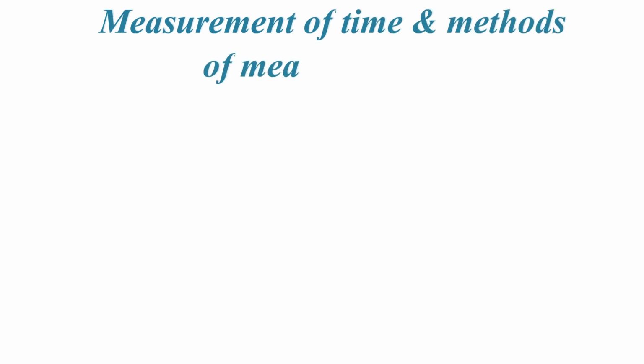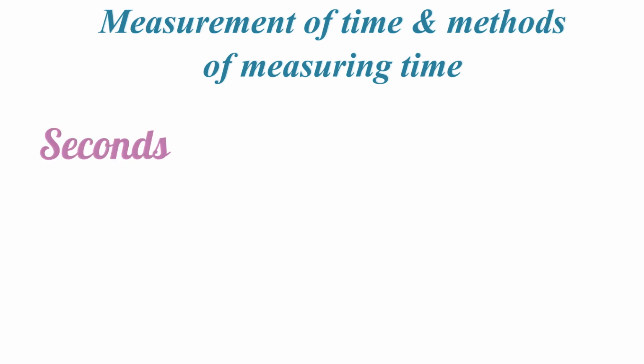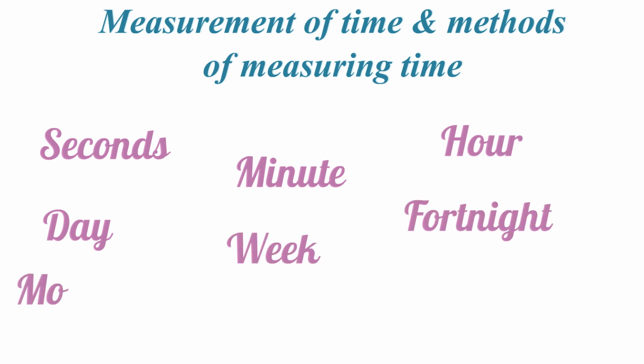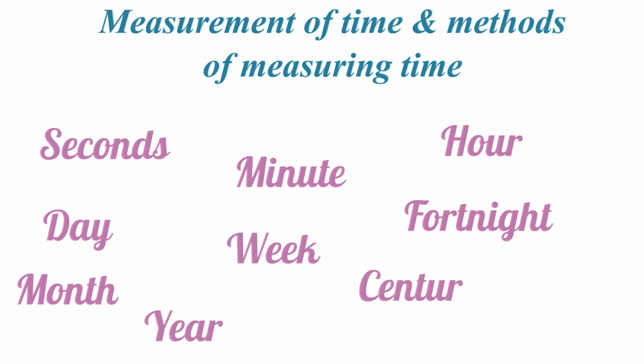Now we will learn about measurement of time and methods of measuring time. The following are the units of measuring time: seconds, minute, hour, day, week, fortnight, month, year, century, and millennium.